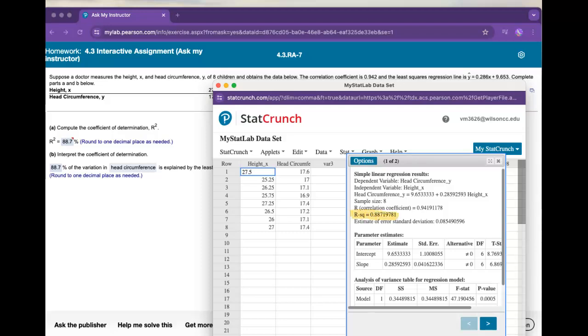And those other two facts that they gave us up here in the information, that's also located here. That's the correlation coefficient, 0.942. And then that regression model is located here. Y equals 9.65 plus the slope, 0.286 times x. Okay? And we just write it like this. So we've got all that information now to work with. So we know what the r squared value is.